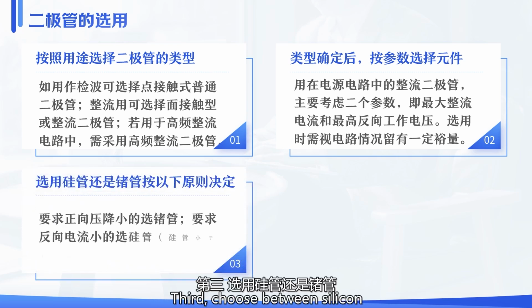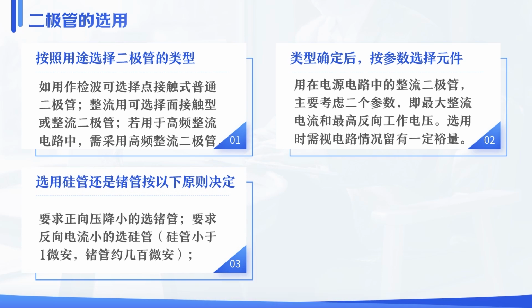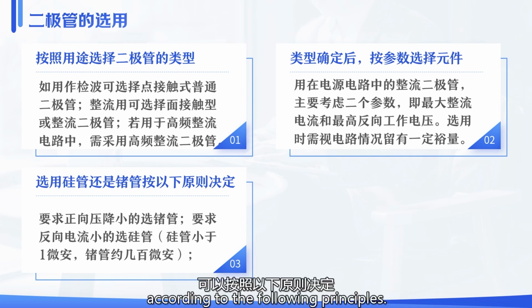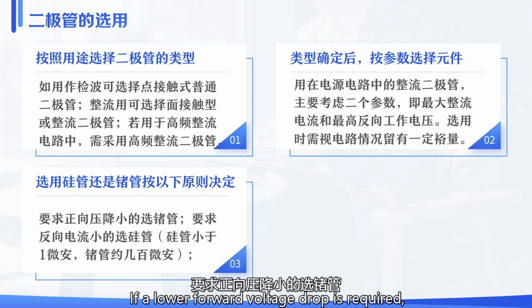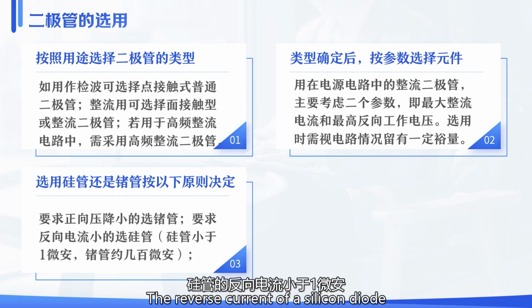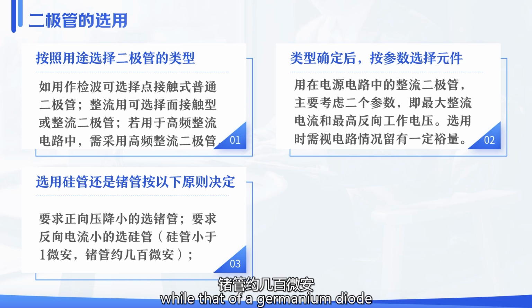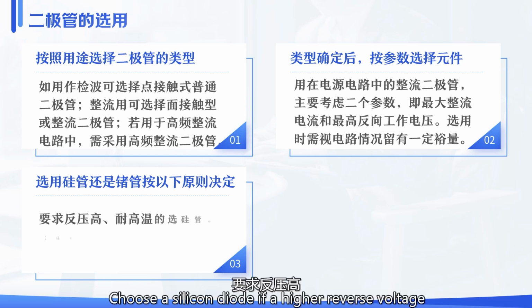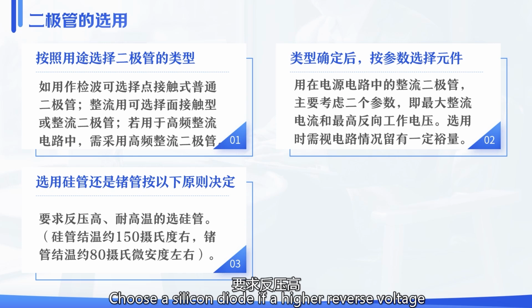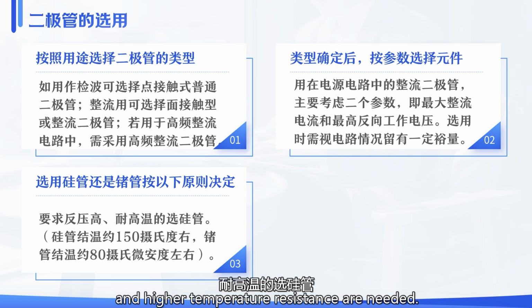Third, choose between silicon and germanium diodes according to the following principles. If a lower forward voltage drop is required, select a germanium diode. If a lower reverse current is required, select a silicon diode. The reverse current of a silicon diode is less than 1 microampere, while that of a germanium diode is about several hundred microamperes. Choose a silicon diode if a higher reverse voltage and higher temperature resistance are needed.